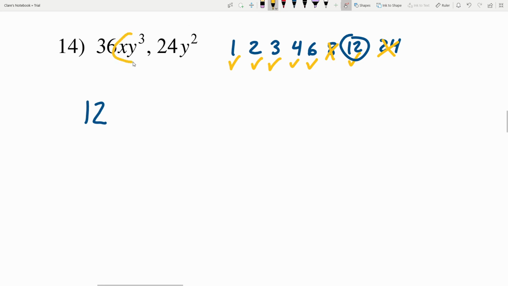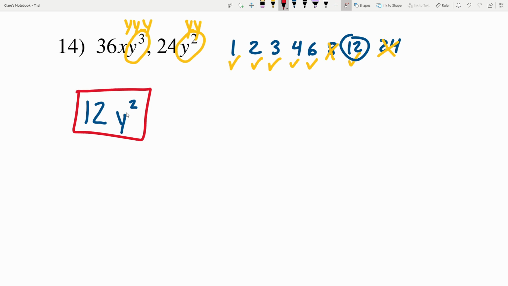Because of x times y cubed and y squared, let's first look at the variable x. We have an x over here, but do we have an x over here? No. So x is not going to be a part of that GCF. We have y cubed over here and y squared over here, so y will be a part of it, but how many of them? Over here we have y times y times y, whereas with 24y squared, we just have y times y. So I'm going to take 2 of those y's. So 12y squared will be our greatest common factor for number 14.